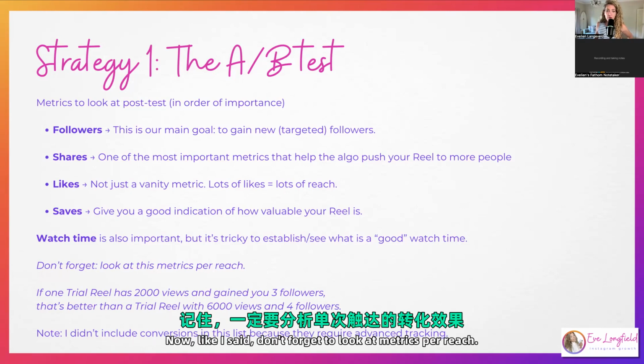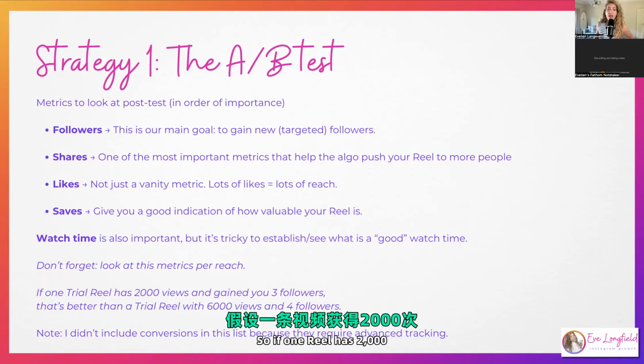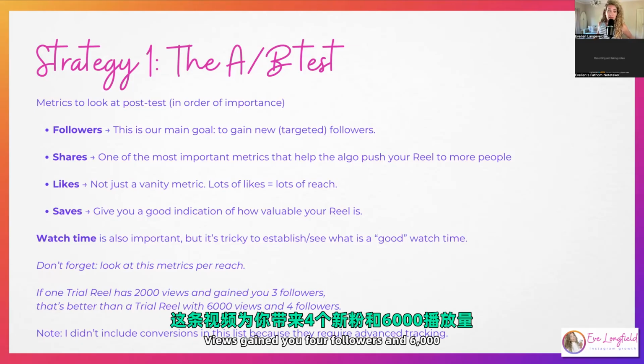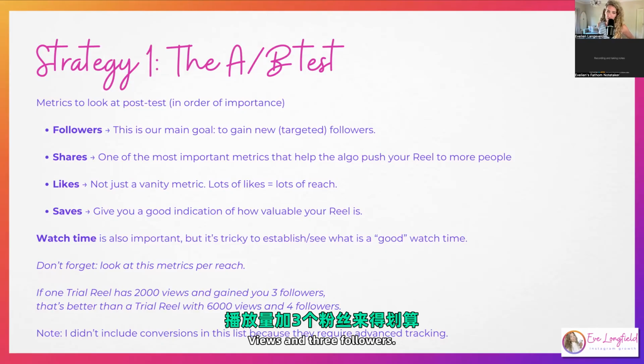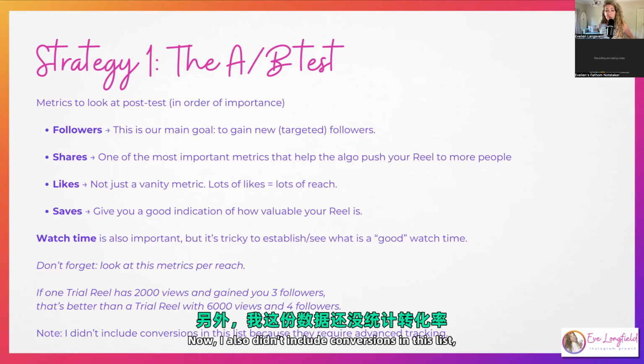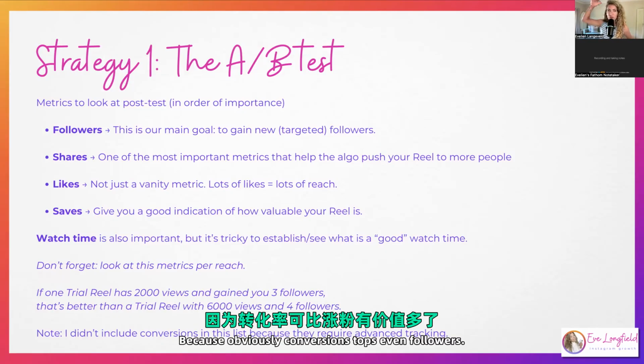Now, like I said, don't forget to look at metrics per reach. So if one reel has 2,000 views and gained you 3 followers, then that's better than a reel with 6,000 views and 4 followers. Yes, the one with 6,000 views gained you 4 followers, and 6,000 is more than 2,000, but of course, 6,000 views and 4 followers is not as good as 2,000 views and 3 followers. Now, I also didn't include conversions in this list, because obviously conversions tops even followers.